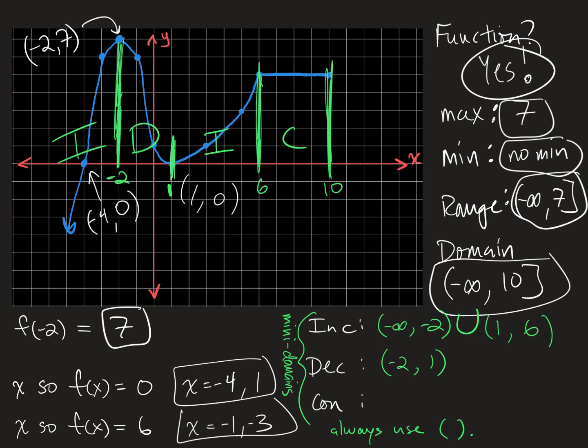Lastly, where is the function constant? It starts at 6 moving left to right, ends at 10. So from 6 to 10. And that's it. That's how you can find out where things are increasing, decreasing, or constant, only if the graph represents a function.